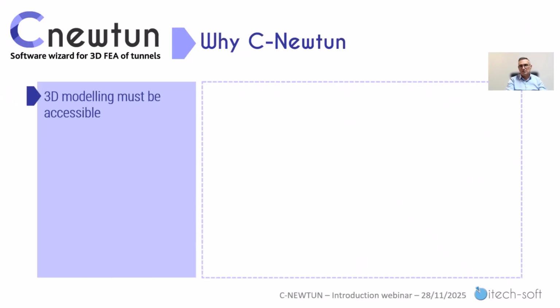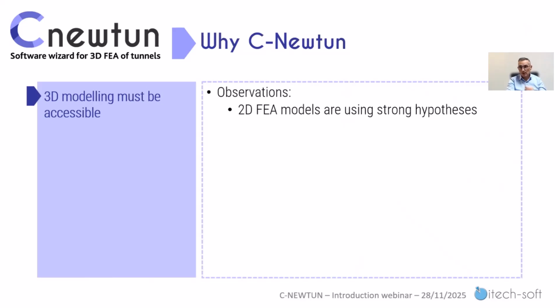So why did we develop C-NEWTUN? First, several observations. When modeling in 2D, the tunnel engineer must make several strong hypotheses, and also 2D cannot answer all the problems.